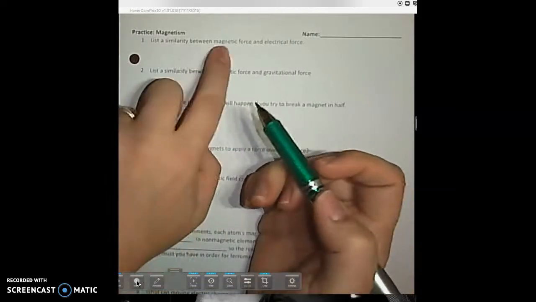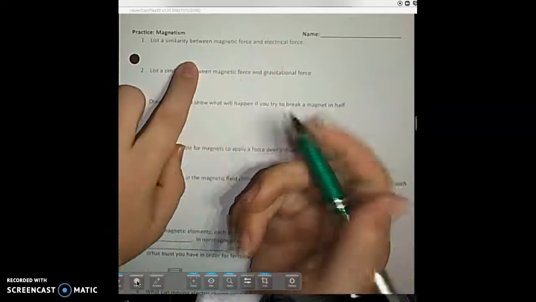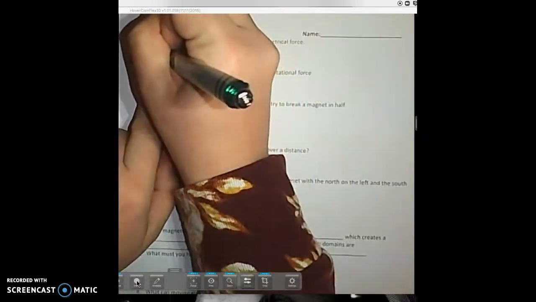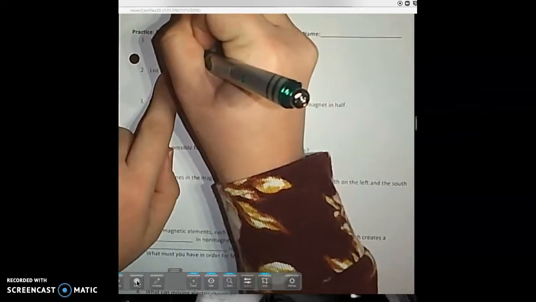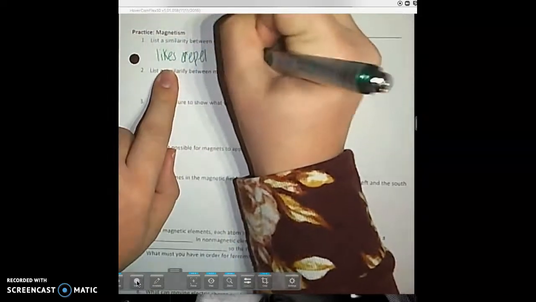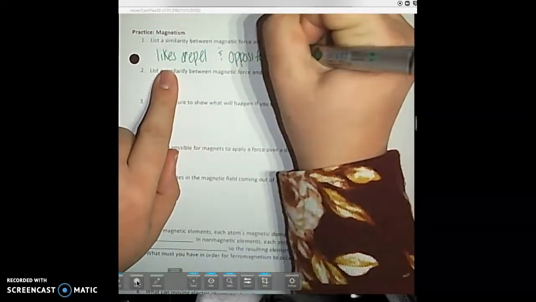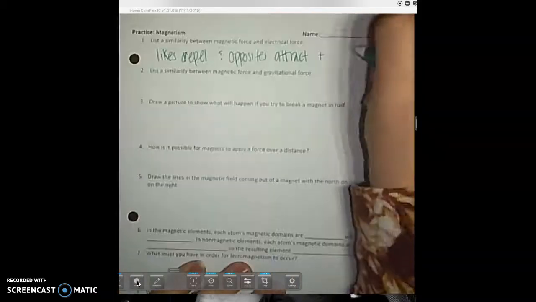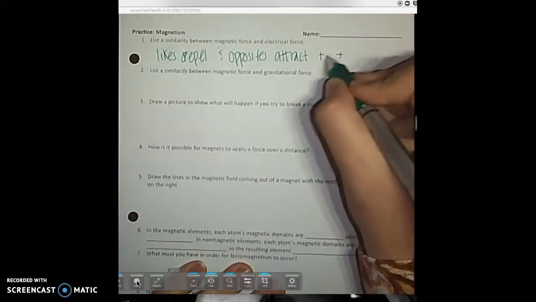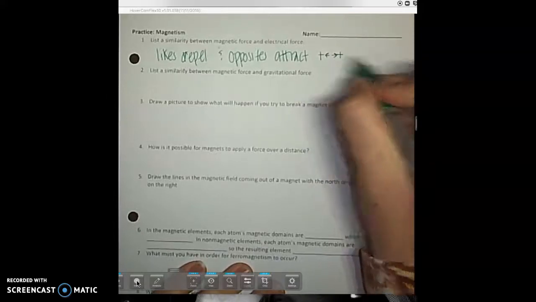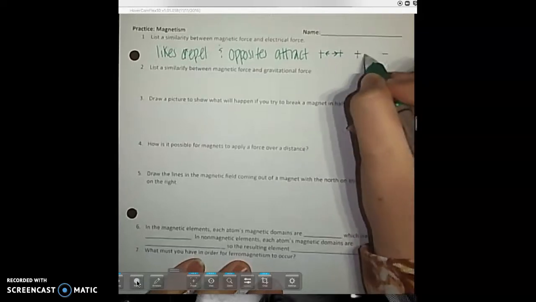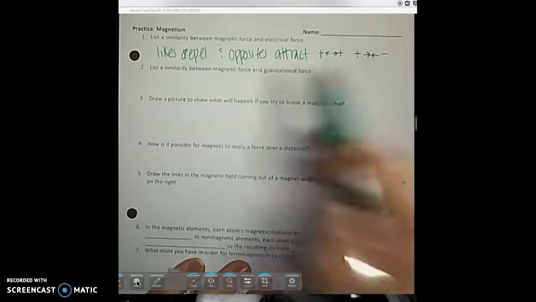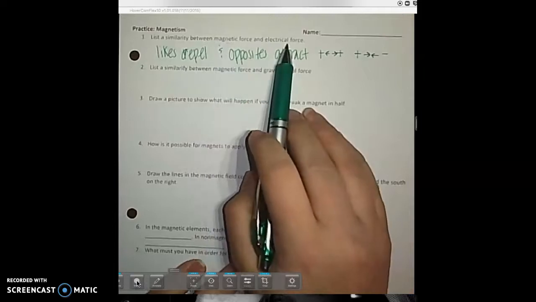So both magnetic force and electrical force, when you have likes, they repel, and opposites attract. Remember when we had the 2 plus signs, they repelled one another, and when we had a plus and a minus, they were attracted to one another, and that was the same for magnetic force and electrical force.